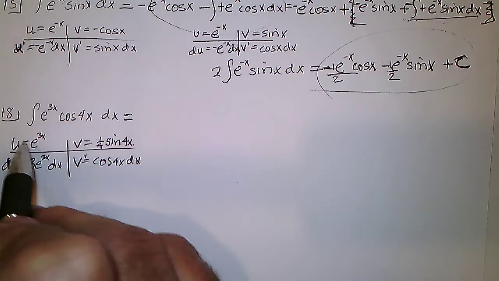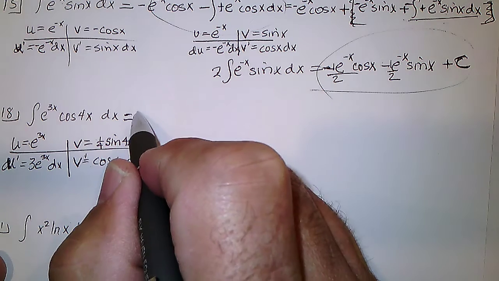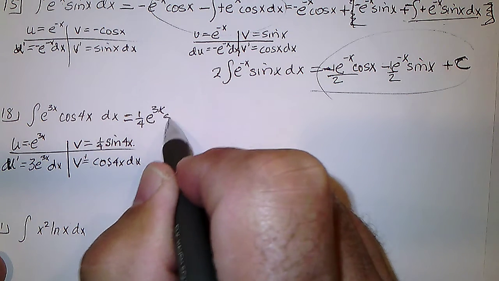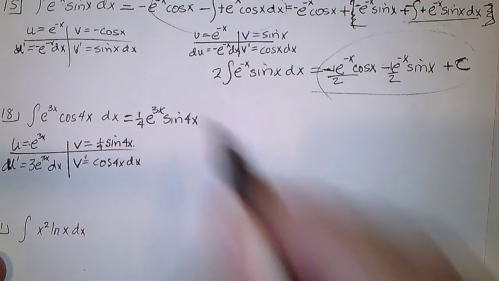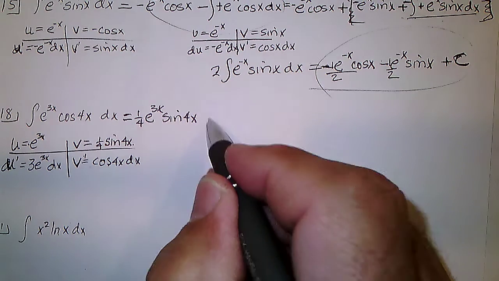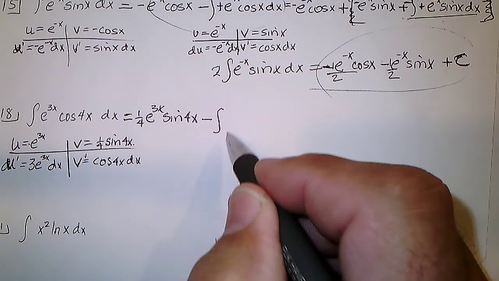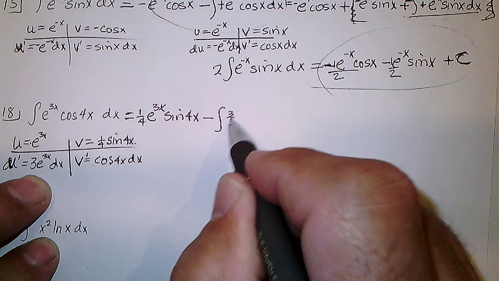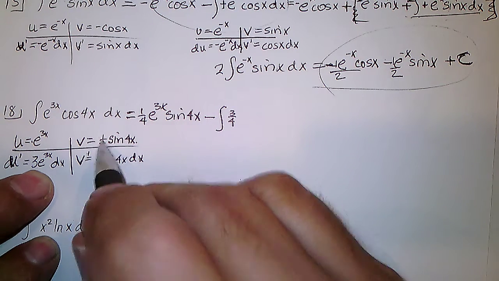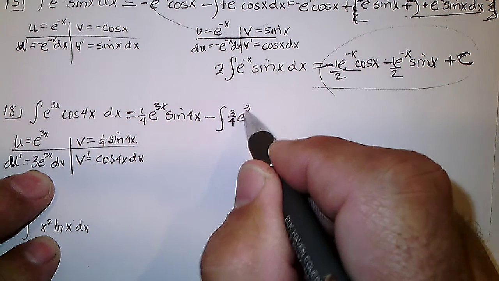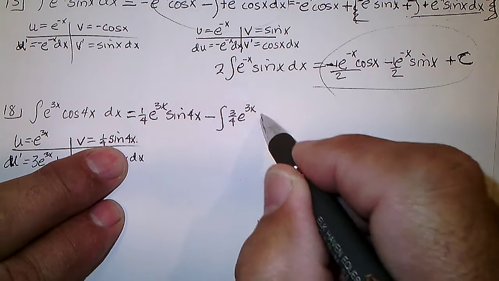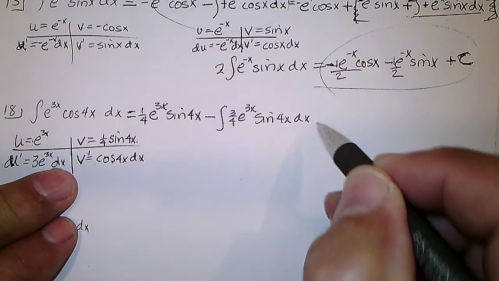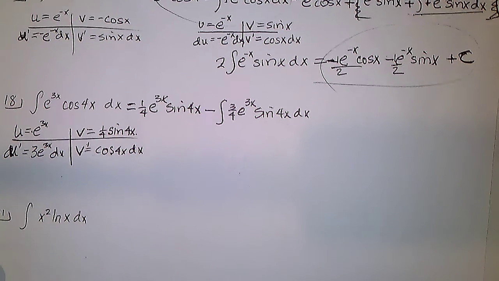So this changes to uv, these two multiplied, 1/4 e to the 3x sine 4x, minus the integral of these two multiplied, which is 3/4 e to the 3x sine 4x dx. Okay.